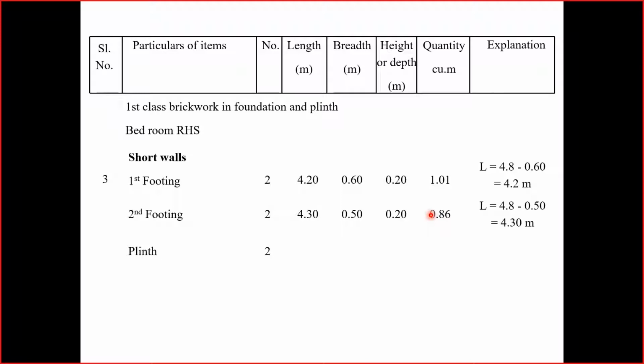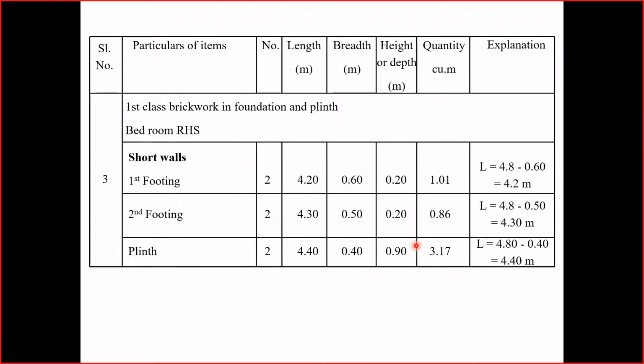And plinth, moving on to the next value, I hope the procedure is understood now. I'm just going on with the values directly. So now in order to calculate the length, 4.2 minus 0.4, we'll get 4.4 as the length, and width of the plinth is 0.4 and depth of the plinth is 0.9 meter, and the total value is the product of these things, 3.17 meter cube.